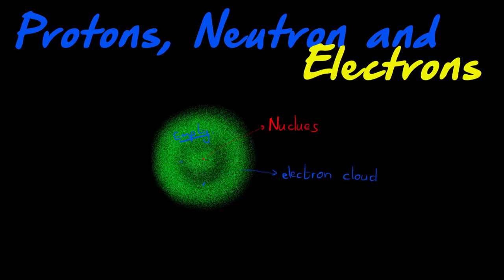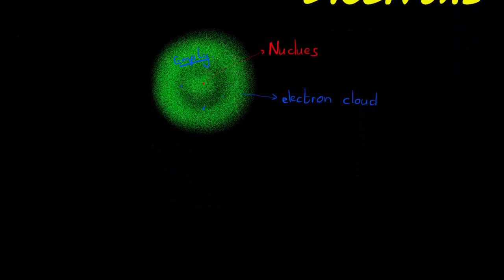Now, what does the nucleus and the electron cloud consist of? Well, I think I mentioned in the previous video that in the electron cloud, even though it's empty space, we encounter electrons. Okay, so we've got electrons in the cloud.